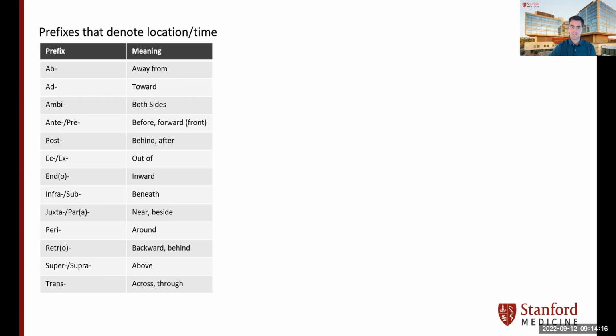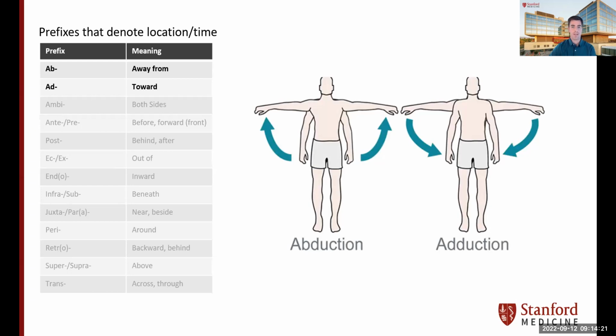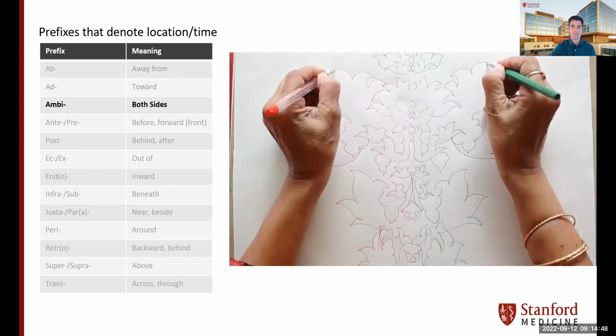Now, other prefixes denote location and time. So these we don't see quite as often in sort of regular life. This is a fairly common one that I think is relatively important. It's abduction and adduction. So AB means away from and AD means toward. This is most often used in neuromuscular testing, where abduction is away from the center and adduction is toward the center. And describing this accurately plays a really important role in localizing neuromuscular and joint pathology. So often we do use these words. Ambi means both sides. So ambidextrous is when you're able to use both hands equally.